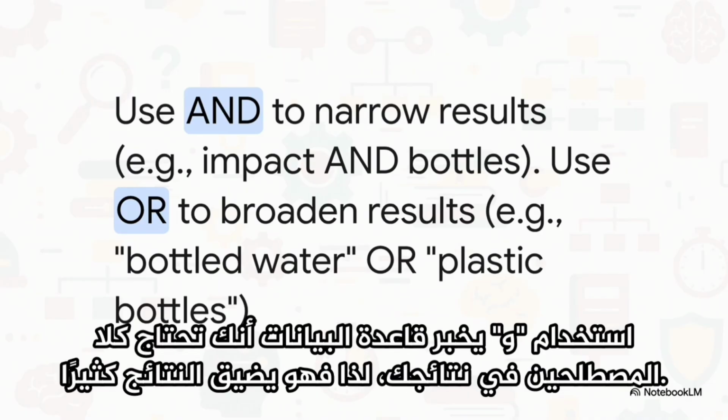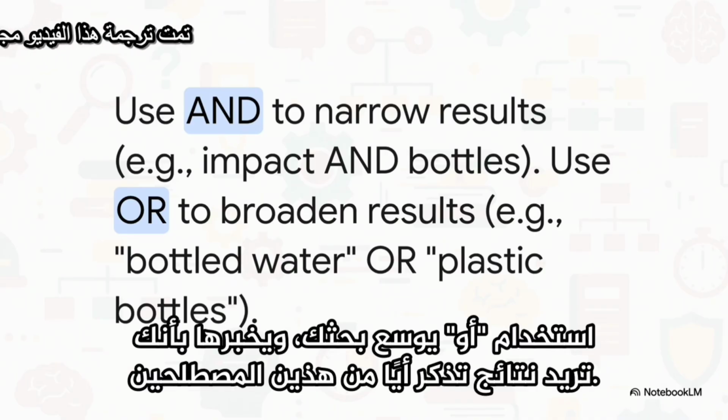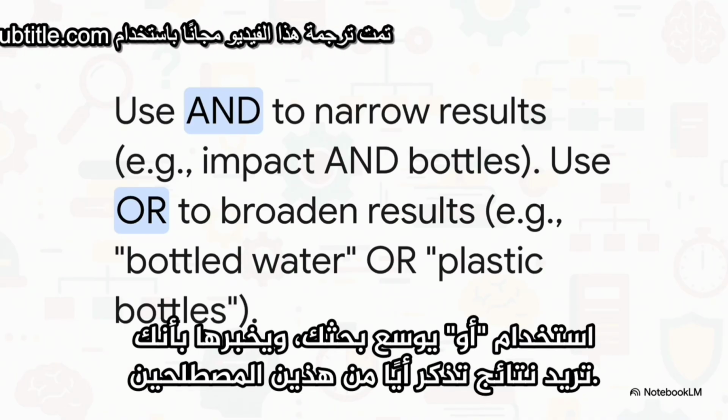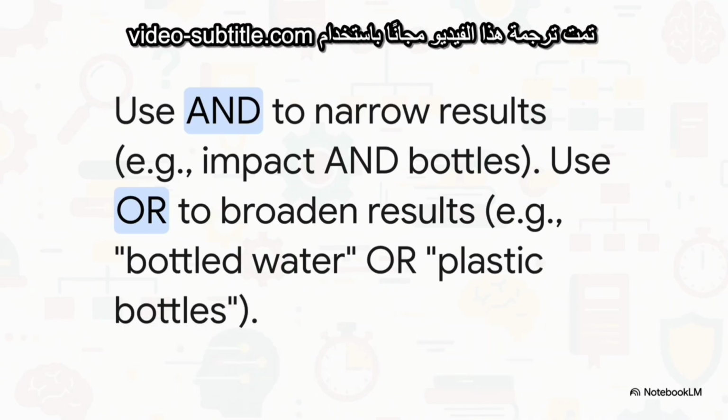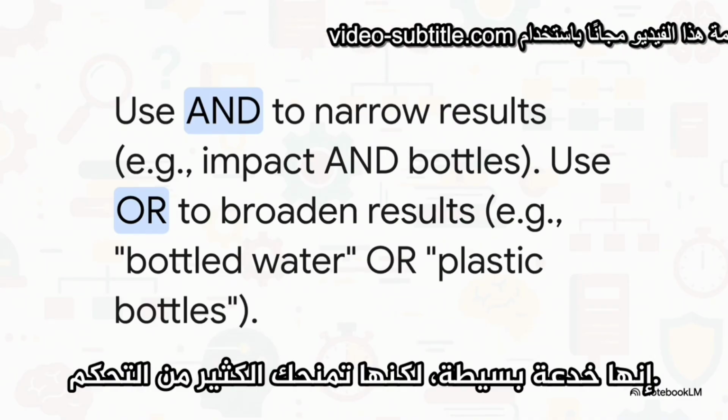And that fourth step, linking, this is exactly what it looks like in practice. Using AND tells the database you need both of these terms in your results, so it really narrows things down. Using OR broadens your search, telling it you want results that mention either of those terms. It's a simple trick, but it gives you so much control.